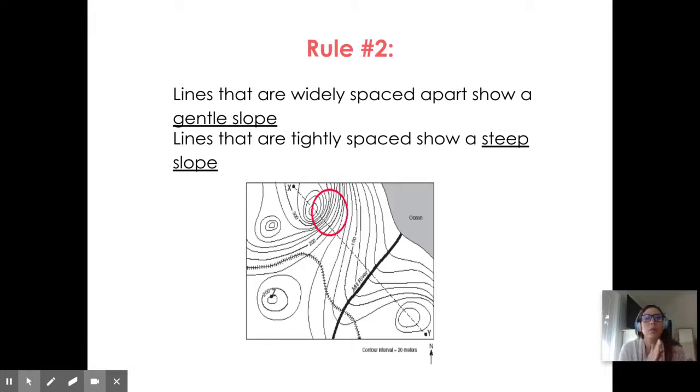Here's our second rule. Lines that are widely spaced apart show a gentle slope. Lines that are tightly spaced together show a steep slope. So the area that's circled here on the map is showing us a, what do you think? Gentle slope or steep slope? Pause for dramatic effect. It is a steep slope. Very good. Great job.